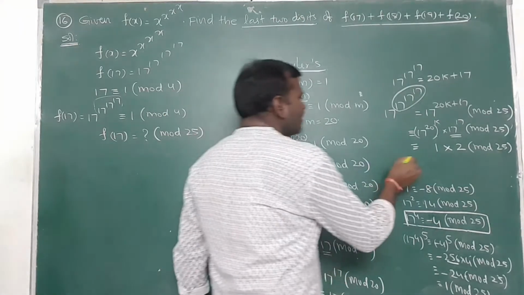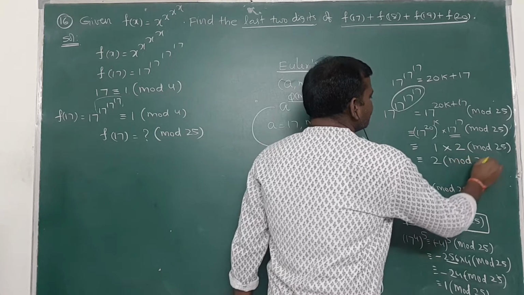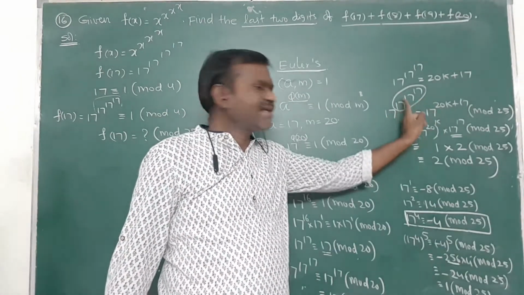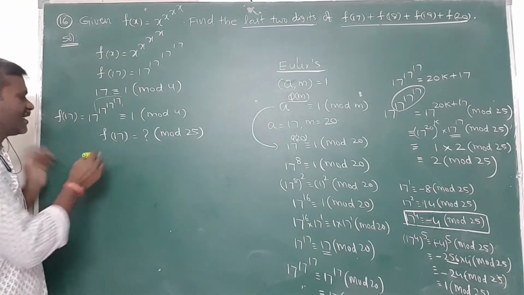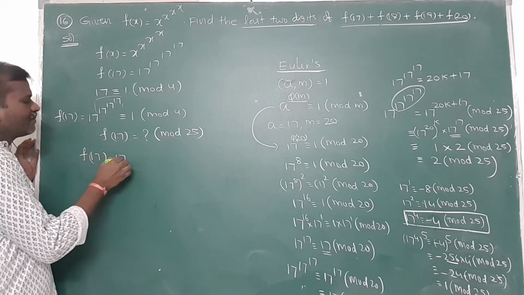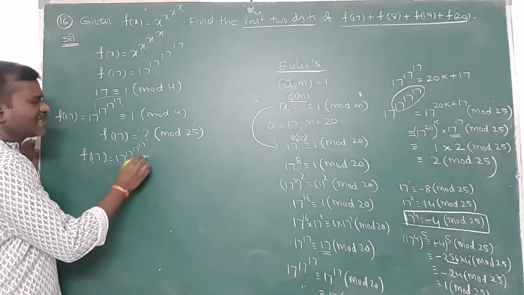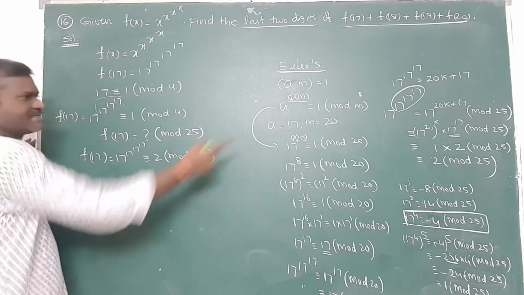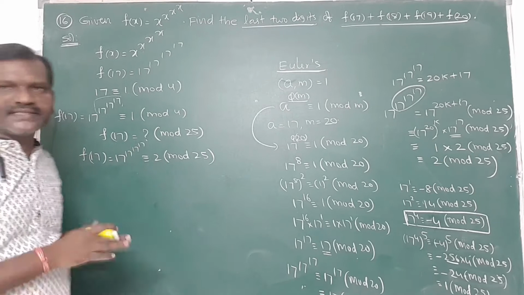So totally we are getting 1 2 2 mod 25. So 17 power 17 power 17 power 17 when divided by 25, the remainder is 2. That only I am writing here. That means f of 17 value is 17 power 17 power 17 power 17, but this leaves the remainder 2 when divided by 25. Based on that one, this part is the simplification part. I wrote this one directly.